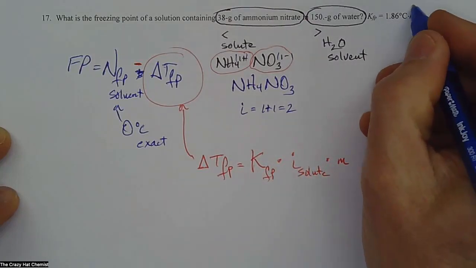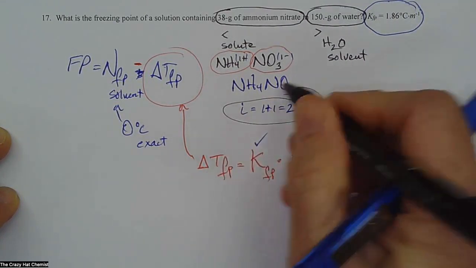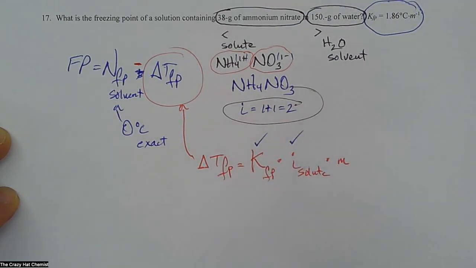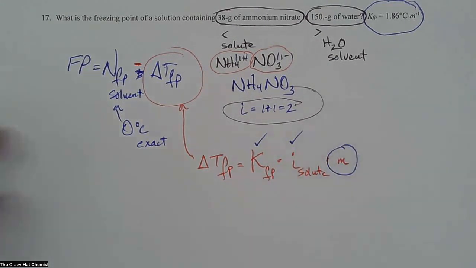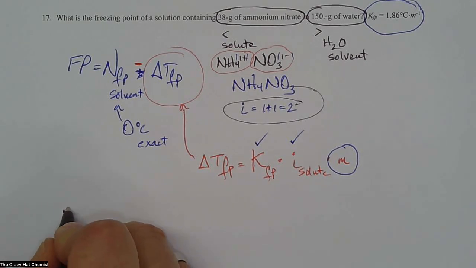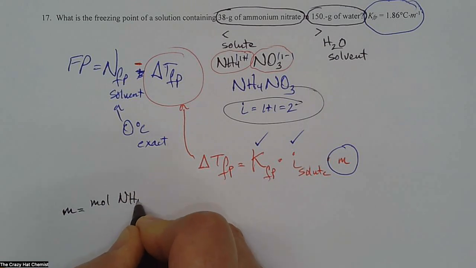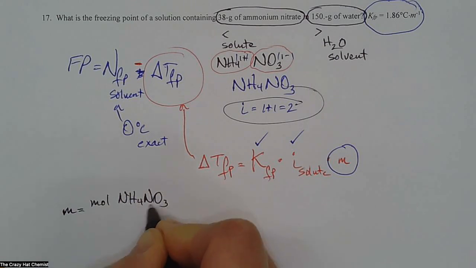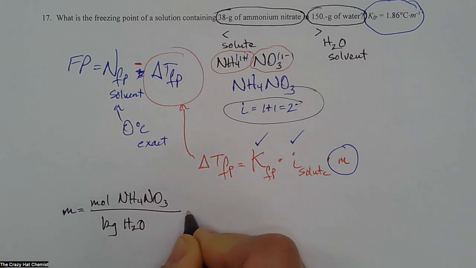Well, we already have the constant, and we just solved for the Van't Hoff factor. That is 2. So now what we need to do is solve for the molality. That is our next step right here. Again, molality is equal to moles of solute, which is ammonium nitrate in this case, divided by the kilograms of the solvent, which is the water in this case.